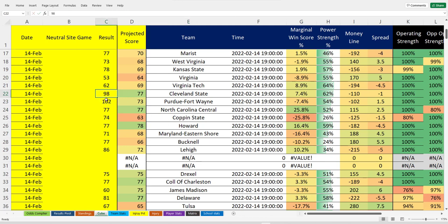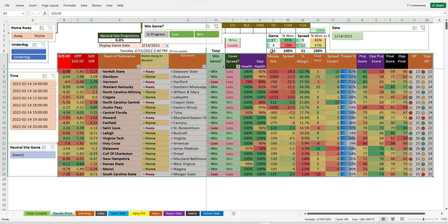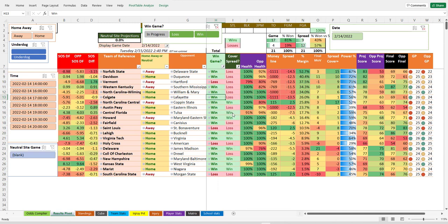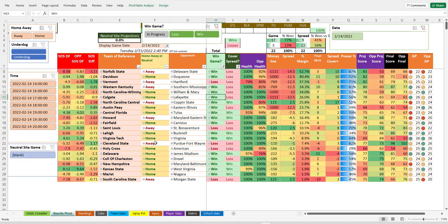So when you update that here and put the score here, go back to this results pivot, you see we only have 21 games here right now. We're going to have 22 games when that's done. Yep, and that game showed up. Cleveland State, I remember because I bet on Cleveland State and they lost. But by that point, I had lost a lot of other games too.